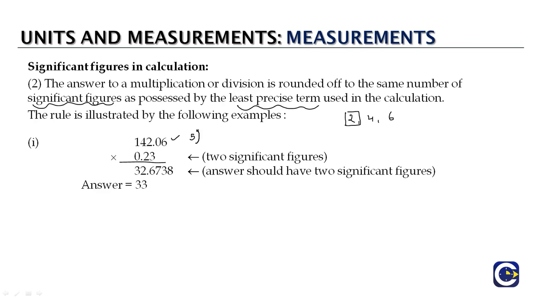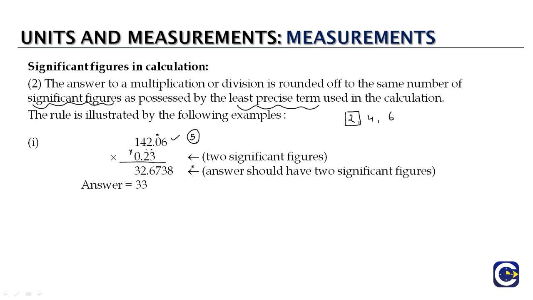Now in the two values used, 142.06 has 5 significant figures, because there are 4 non-zero digits and the 0 is between non-zero digits, so that also becomes significant. The total number of significant digits is 5. Whereas in 0.23 the 2 and 3 are significant, and the 0 is not significant because it is a leading 0. The 0 is on the left side of the number.